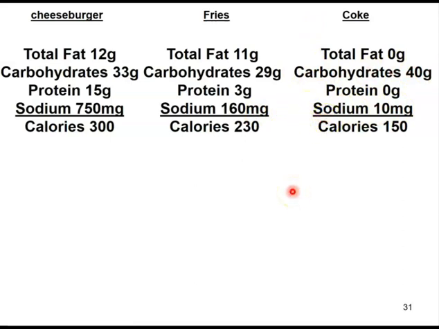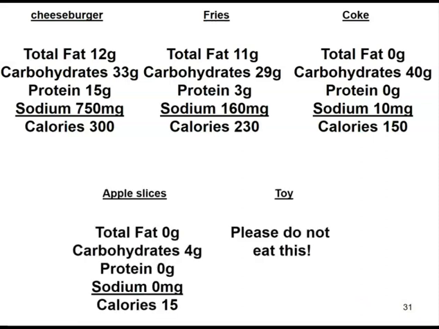Proteins are 4 kilocalories per gram. Fat is 9 kilocalories per gram, and carbs are 4 kilocalories per gram. So proteins and carbohydrates have a similar energy density per gram, and fat is about double that of the other two. You can also look at apple slices.